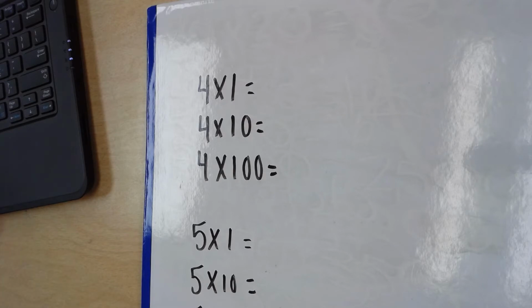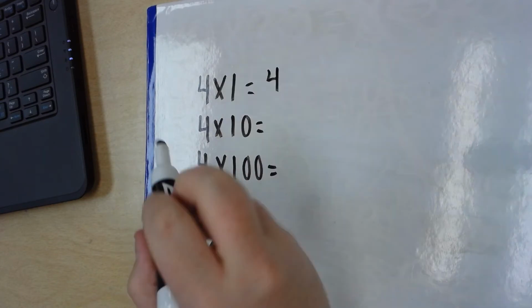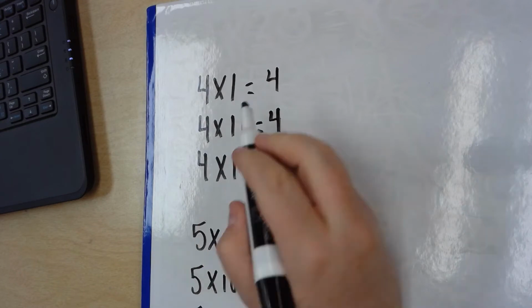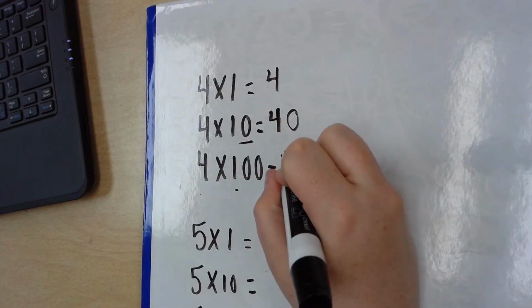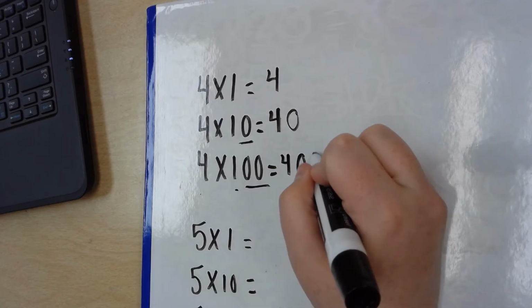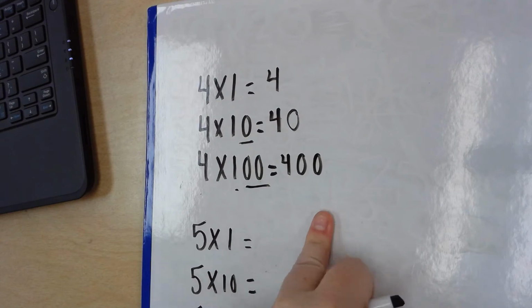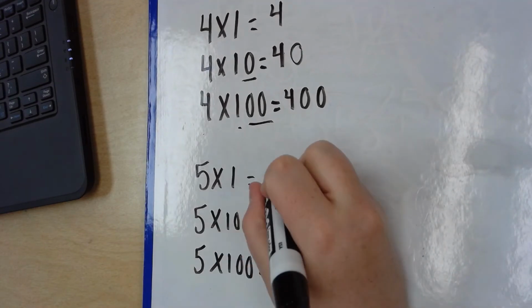So to start off, let's just go pretty basic with 4 times 1. 4 times 1 is 4. You add 1 zero, you get 40. 4 times 1 is 4. You add 2 zeros, you get 400. So 4, 40, 400.